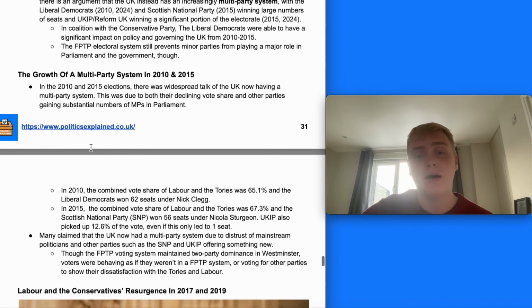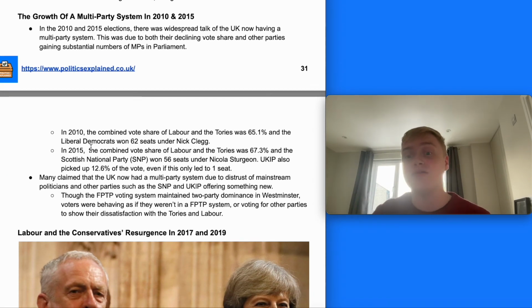So what we're going to have a look at now is a number of stages, just to set the scene for what's happened in 2024. What you saw in 2010 and 2015 in those elections was the growth of a multi-party system.